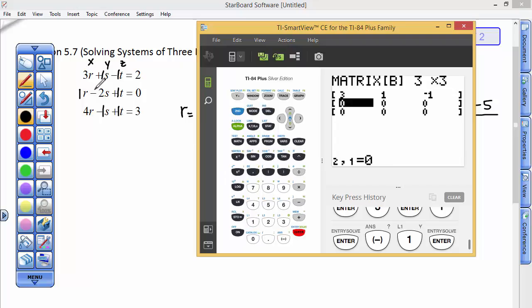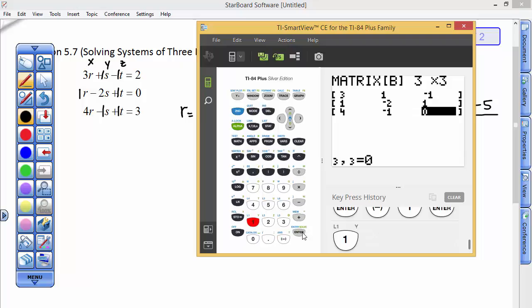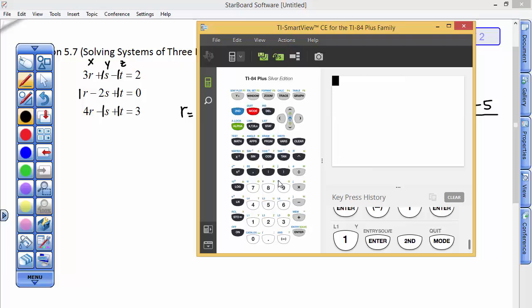And then this 1, -2, and 1. So 1, -2, and 1. And then this 4, -1, and 1. So 4, -1, and 1, and hit enter right now. Please quit. Please right here quit. All you've done is edit the matrix.